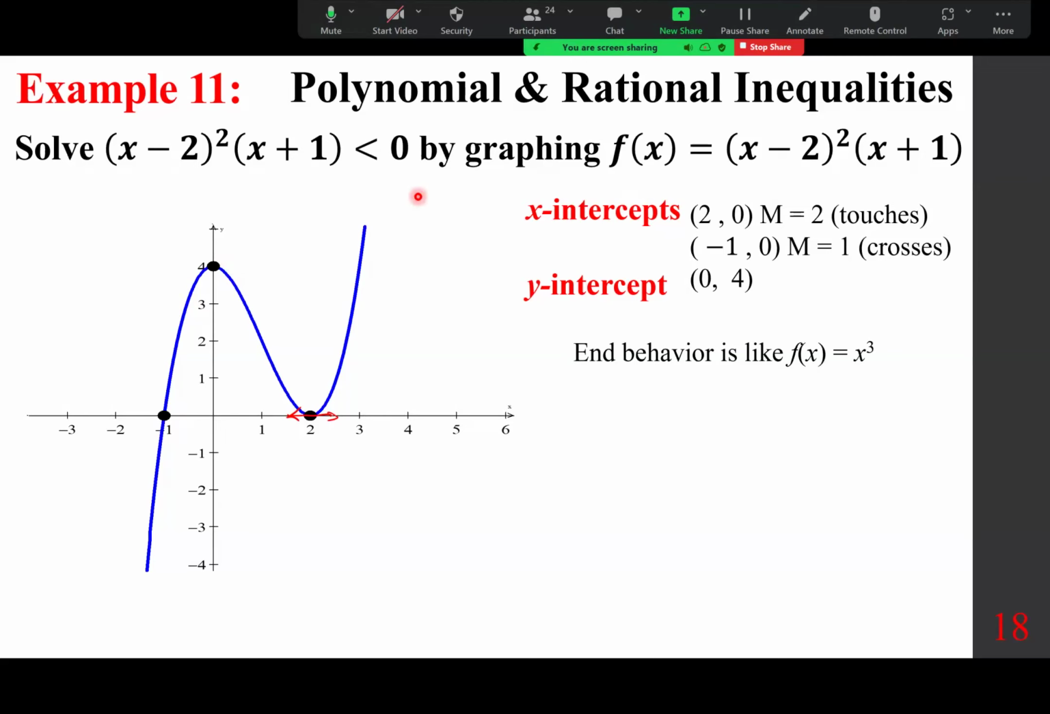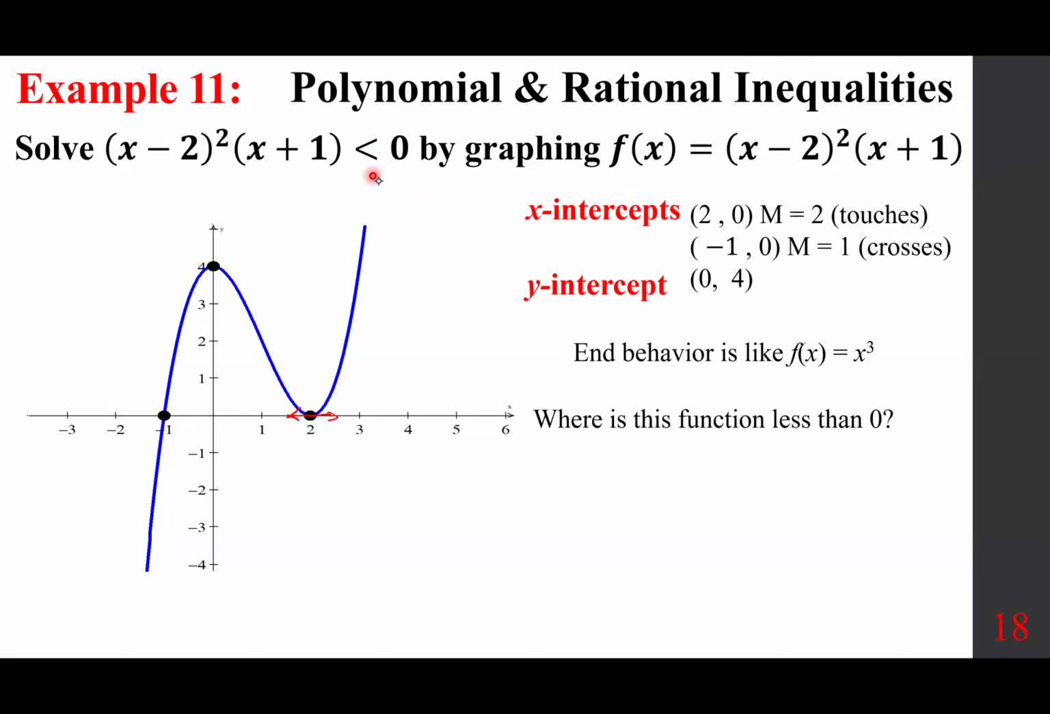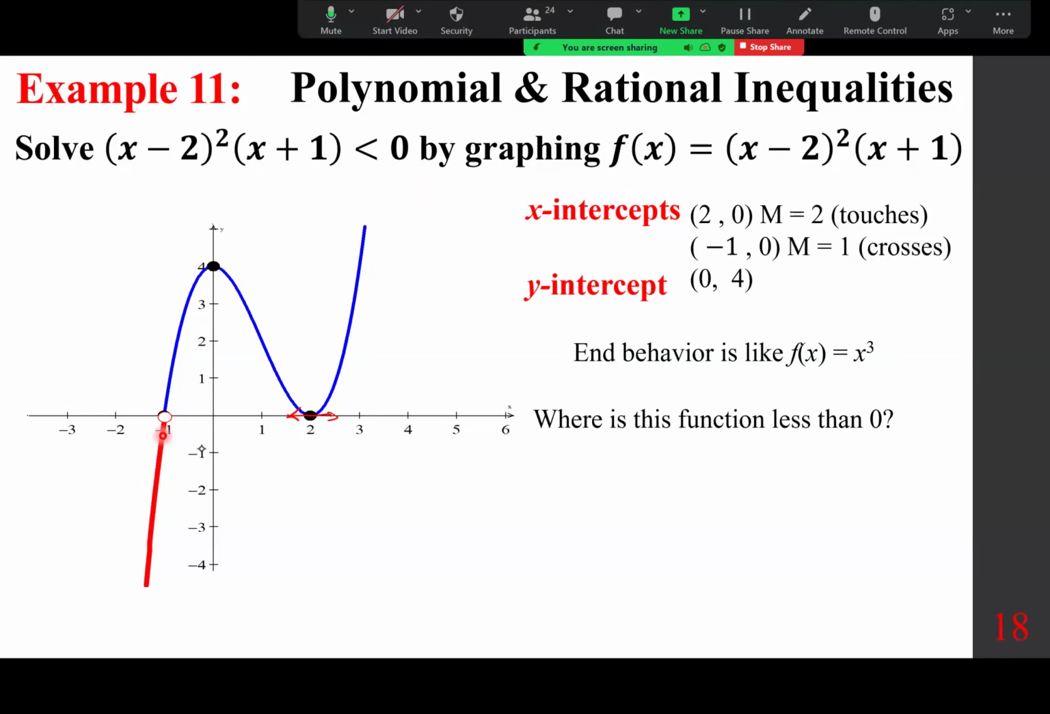Okay, now let's go back to the question. We graphed it, and using the graph, we want to find where this is less than 0. That means where it's below the x-axis. So where is this function less than 0? This part, which means anywhere from negative infinity to negative 1. There are two ways to write it: in an inequality format, x such that x is less than negative 1, in an interval format from negative infinity to negative 1.